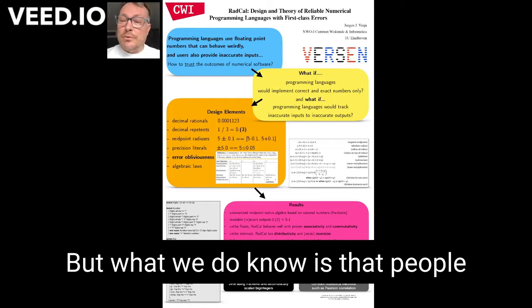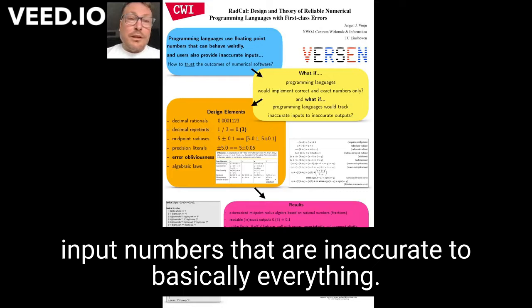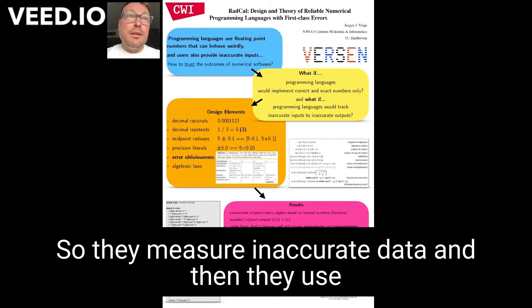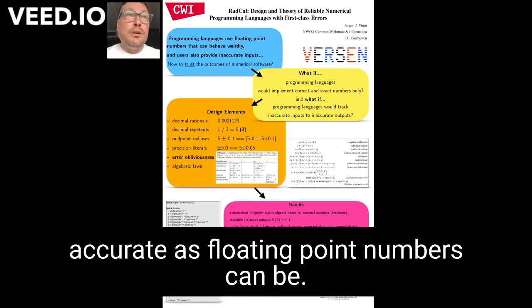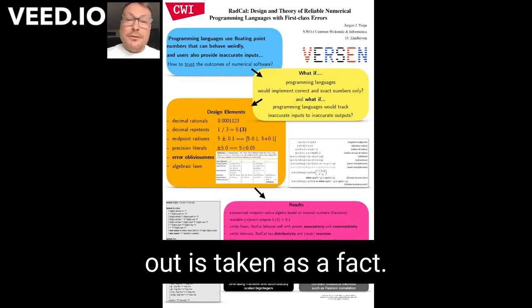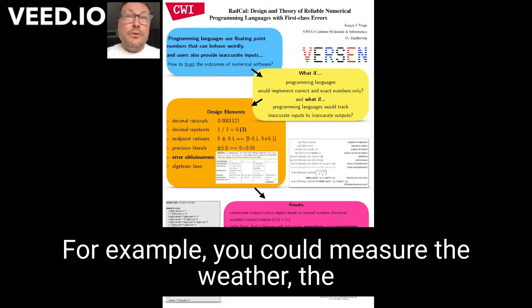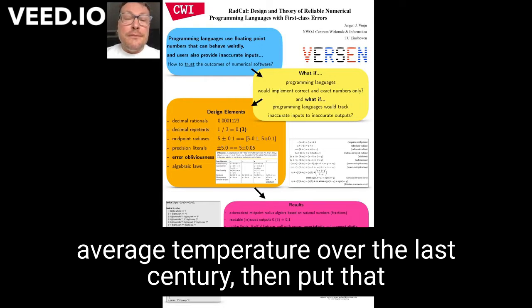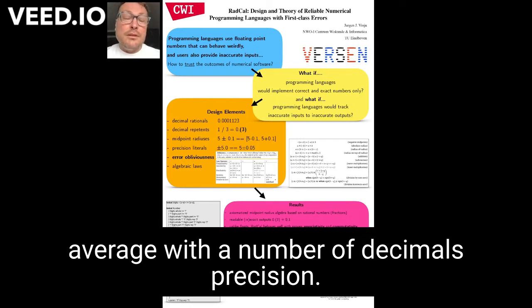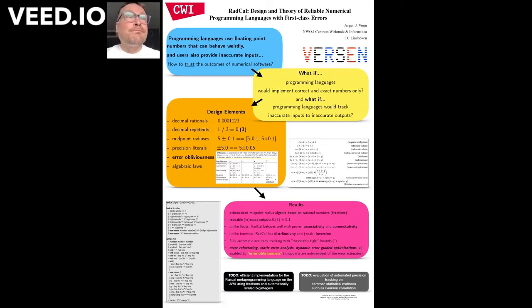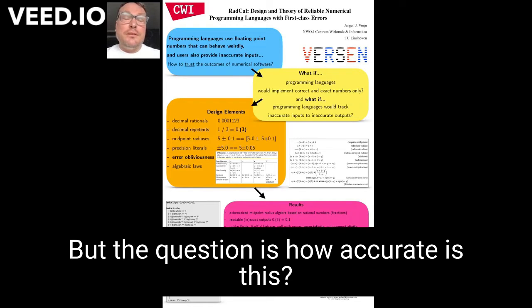But what we do know is that people input numbers that are inaccurate to basically everything. So they measure inaccurate data and then they use the data as if it's 100% accurate, or as accurate as floating point numbers can be, and then the output number that comes out is taken as a fact. For example, you could measure all the weather, the average temperature over the last century, then put that data into an average, and then you get an average with a number of decimals precision. But the question is, how accurate is this?